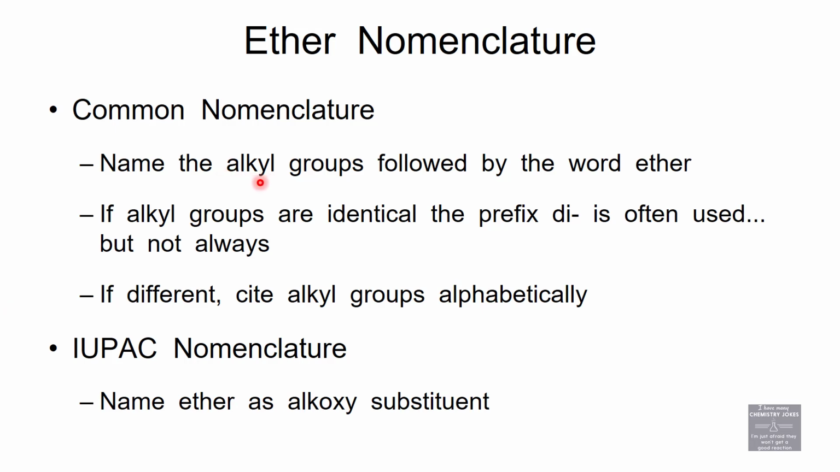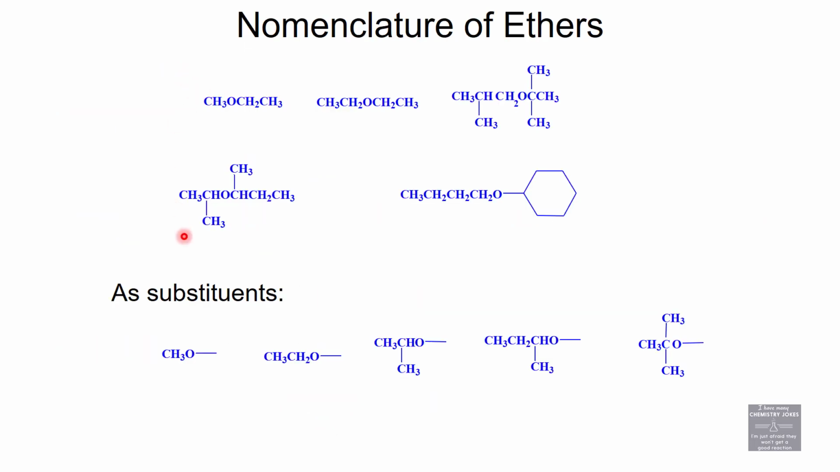Not too hard. Name one alkyl group, then the other alkyl group, and then call it an ether. If it happens to be 2 identical groups, you often say di, but not always. If different, you put them in alphabetical order. IUPAC, we say it's an alkoxy, methoxy, ethoxy, propoxy, we'll see. The top ones, I'm going to do common naming.